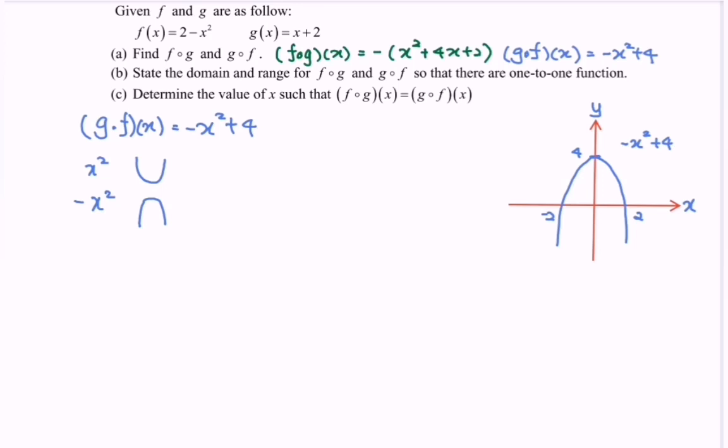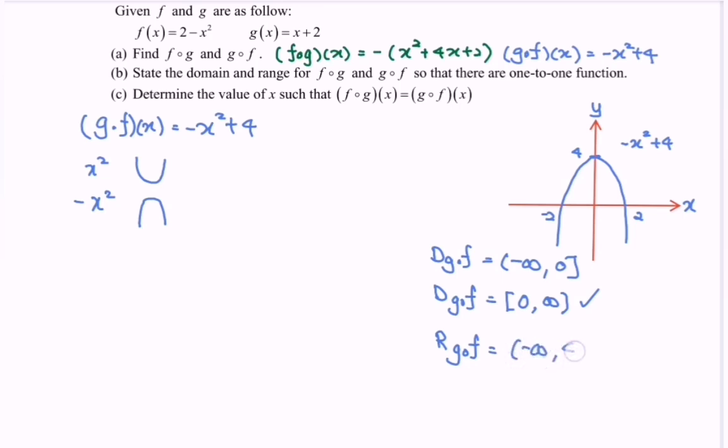Kindly refer to the situation, state the domain for g∘f. The domain initially would be negative infinity until infinity, but in order to become one-to-one, the domain will be negative infinity until 0, or the domain for g∘f would start from 0 until positive infinity. And I prefer this answer. Continue, we have the range for g∘f. Referring to the graph, we have the maximum value, so we have negative infinity until 4. That will be the range for this case.